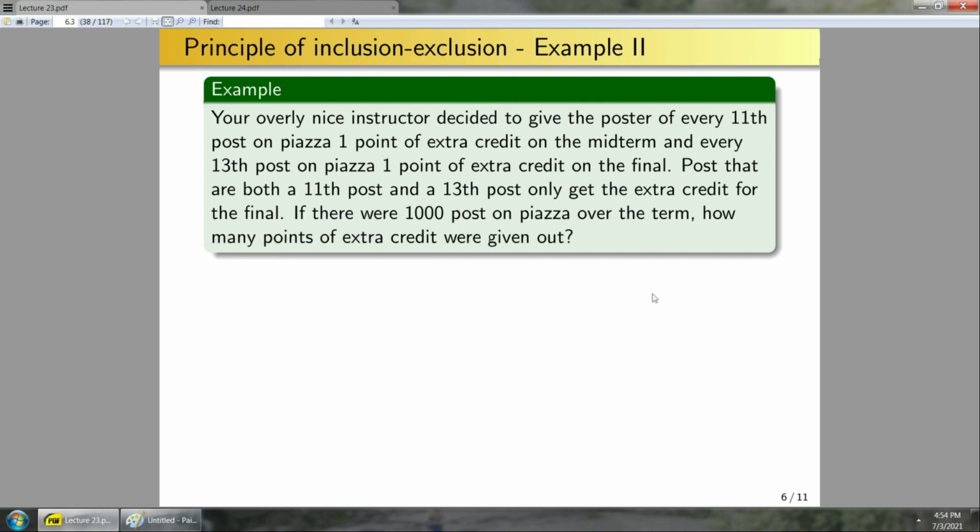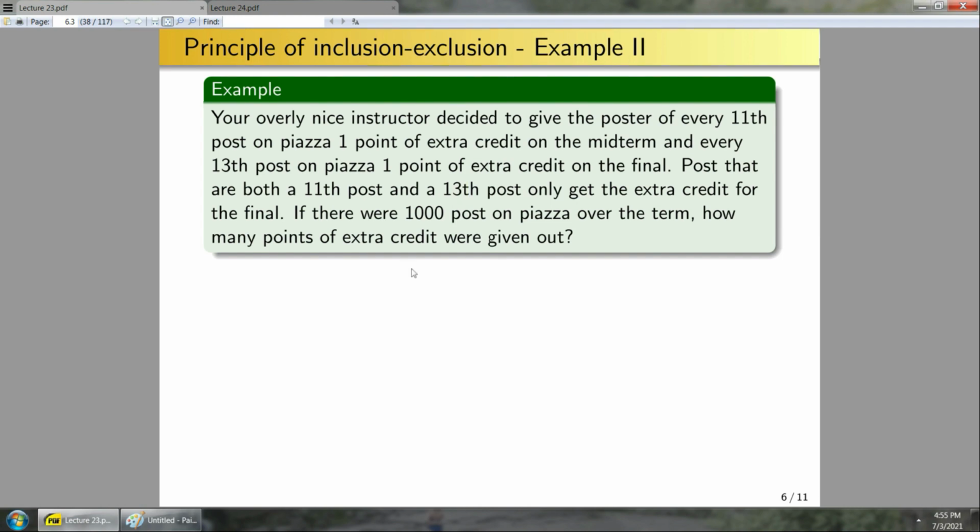So now I can ask a question. If there were 1,000 posts on Piazza over the term, how many points of extra credit were given out? So to compute this, I first need to find how many 11th posts there were. I then need to find how many 13th posts there were. If I add those together, that tells me the number of points given on the midterm and the final together. But I double counted the points where it was both an 11th post and a 13th post by giving them credit for both the midterm and the final. So I then have to subtract off those extra points.